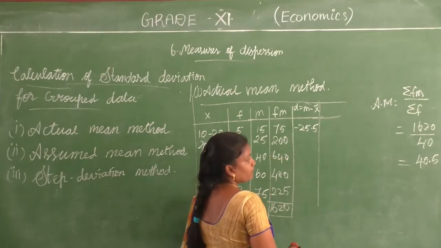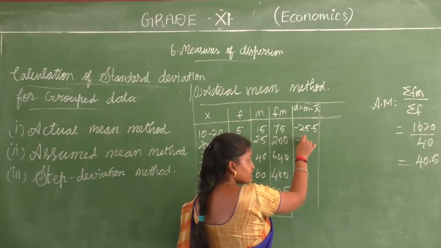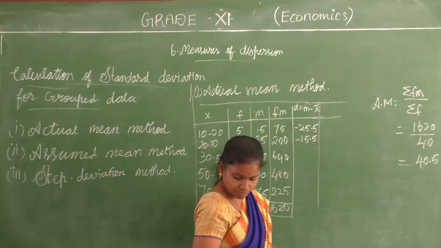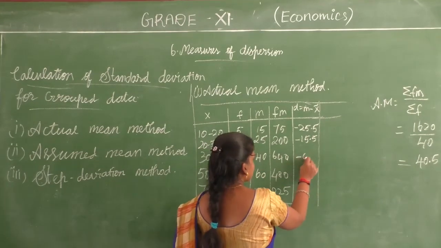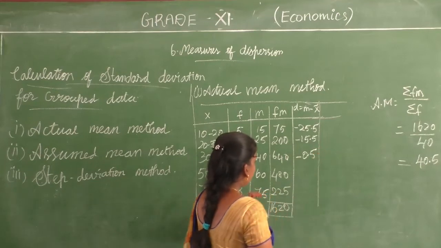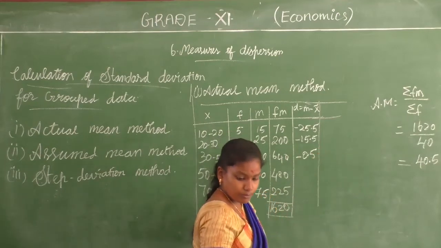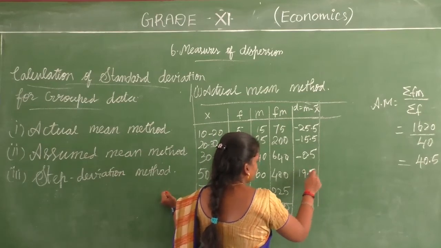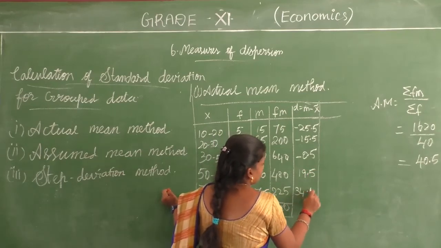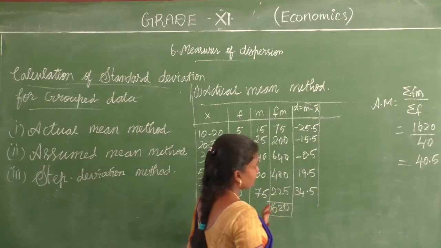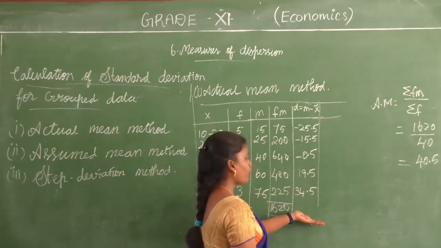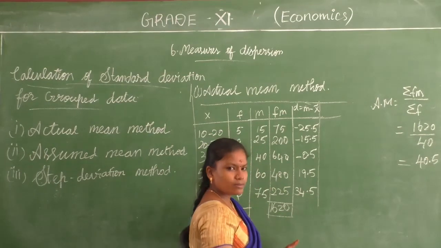So 25 minus 40.5 is minus 15.5. 40 minus 40.5 is minus 0.5. Right. 60 minus 40.5, 19.5. And here 75 minus 40.5, you will get 34.5. Do you need your summation of D?